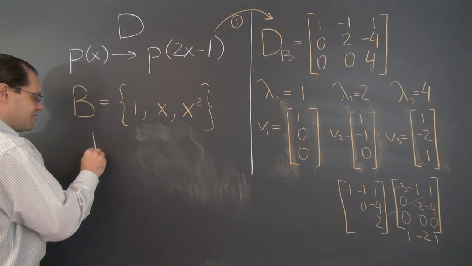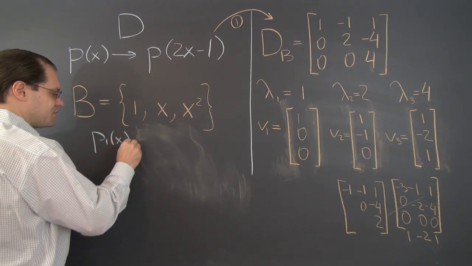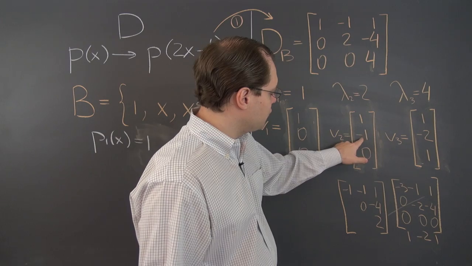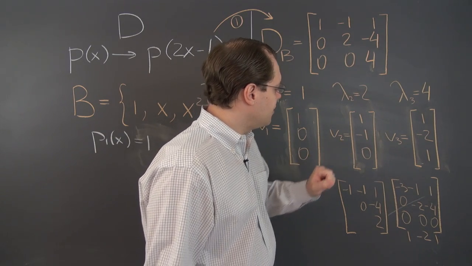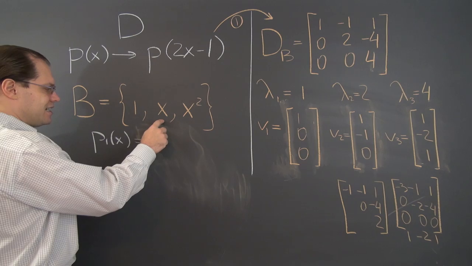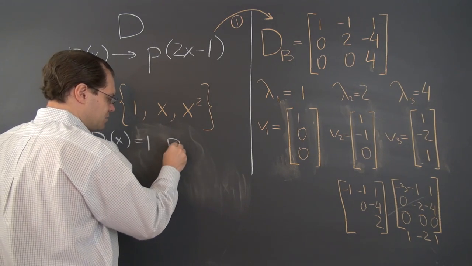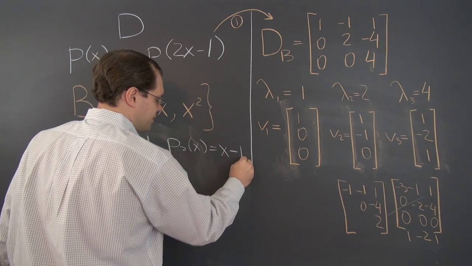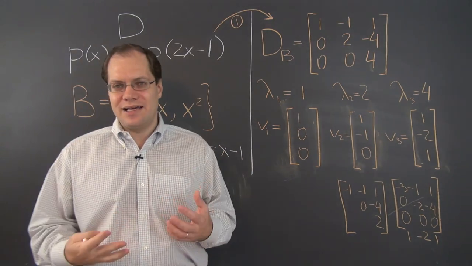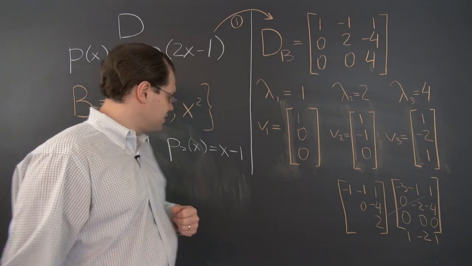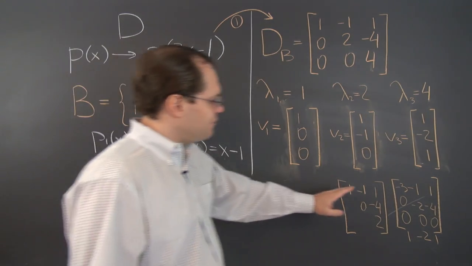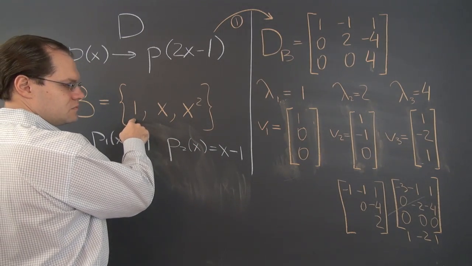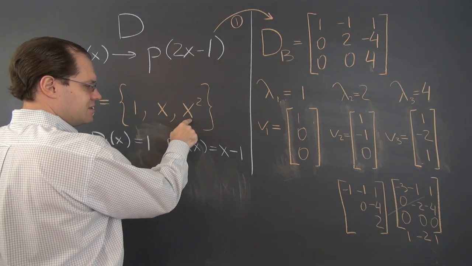And we now have that P1 of x equals 1. Now from this one, we have to take 1 of the first one minus 1 of the second one. So it's 1 minus x. And why don't we write it as x minus 1? P2 of x equals x minus 1, because any vector from the eigenspace can represent its space, x minus 1. And finally, this one, which is 1 minus 2x plus x squared.